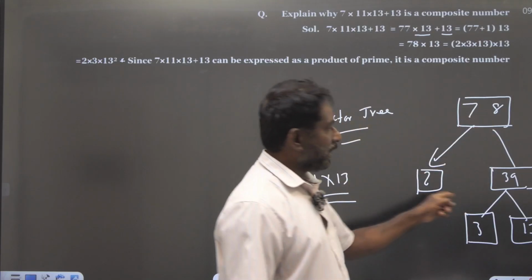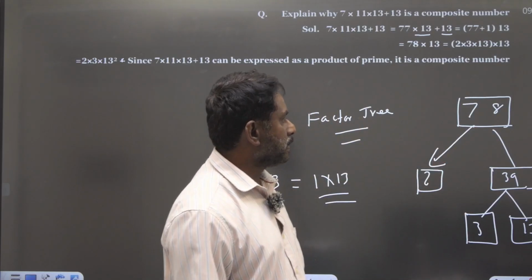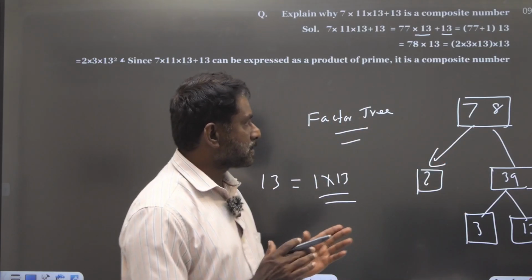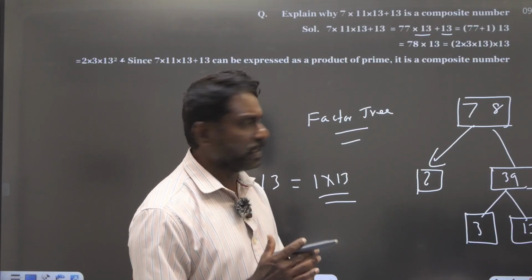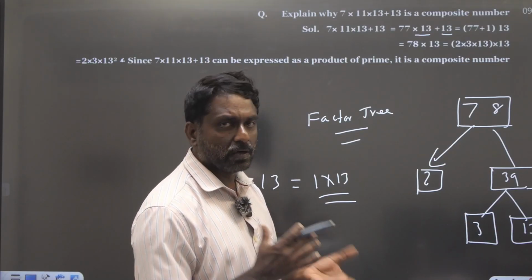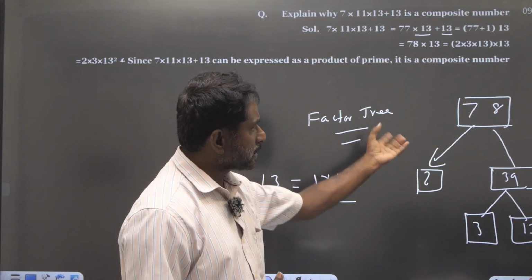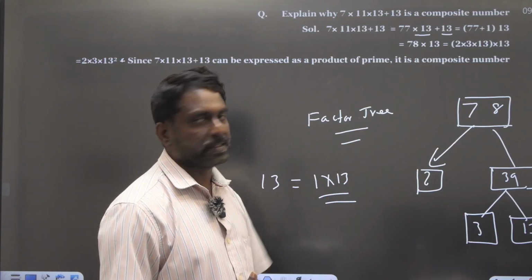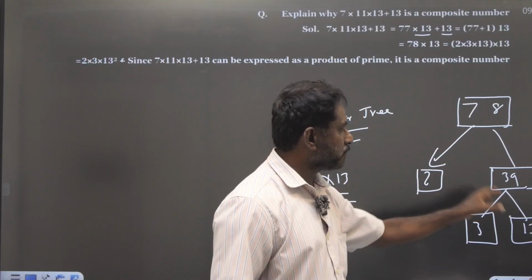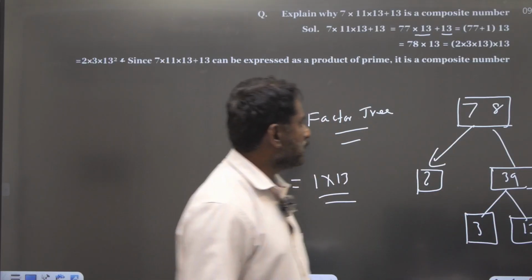This is called a factor tree. In the last class we factorized many questions and learned how to find the factors. This is called the factor tree method. Just like the branches of a tree, it keeps increasing like that.